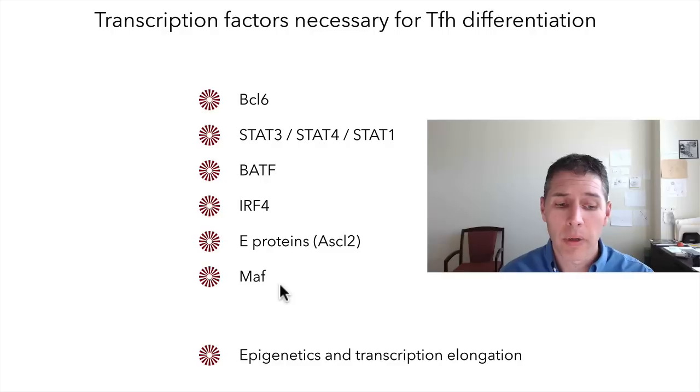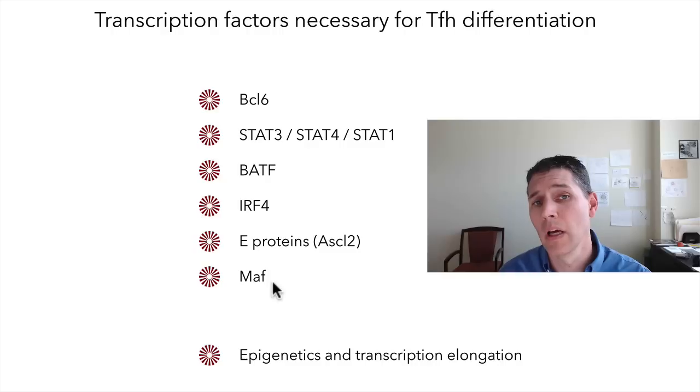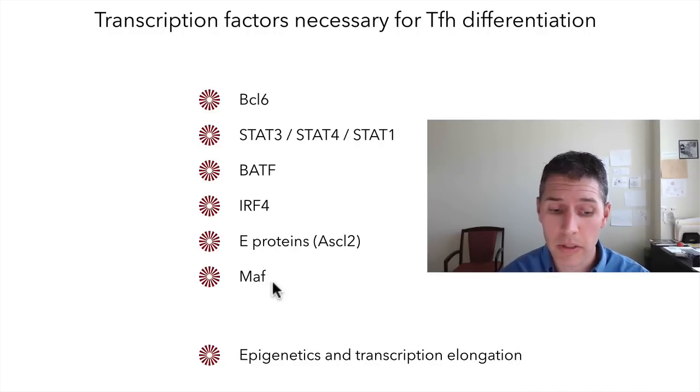MAF is highly expressed in TFH cells, and really, in terms of markers, if one looks for protein expression, it's really BCL6 expression and MAF expression that most distinguish TFH cells from other types of CD4 T cells. And MAF is an important regulator of IL-21 and IL-4 expression, as well as CXCR5 and other molecules.